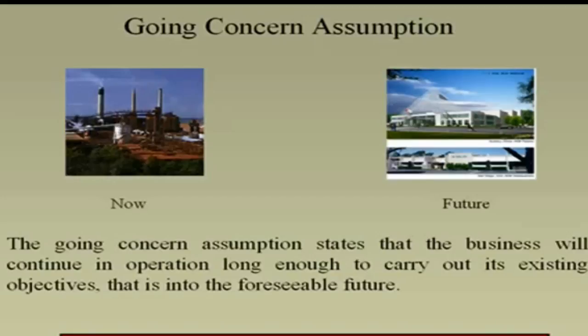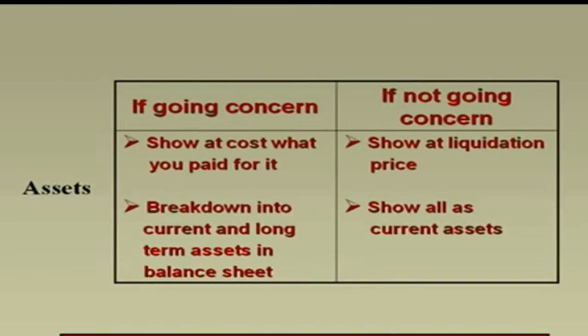One more time. The going concern assumption states that the business will continue in operation long enough to carry out its existing objectives, that is, into the foreseeable future. If it's considered a going concern, it's vital that it follow certain laws. Look at the diagram in front of you. If a company is not a going concern, or it's described as non-going concern, it means that it will go bankrupt within a year.